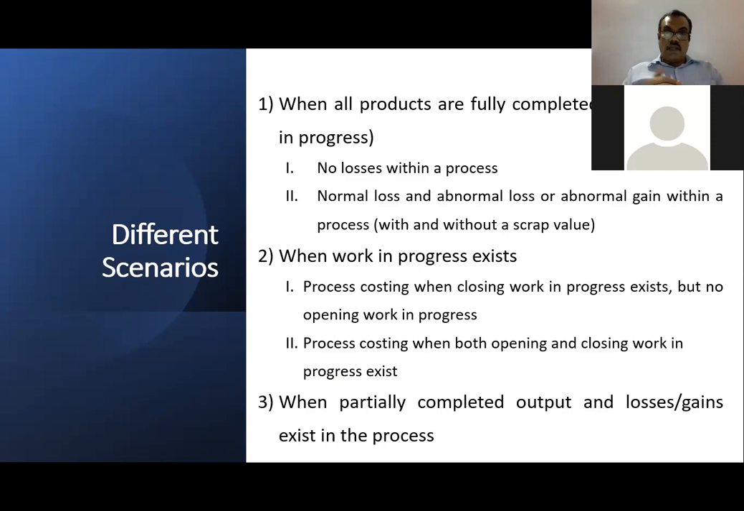What are they? Number one is when all products are fully completed. So very simple, or sometimes may not be practical. In the first scenario, we assume that whatever raw materials you put into a particular process will be converted into complete products during that particular time period. If you take a particular day, you put raw material in from this side and on the other side you get the finished good. In other words, there is no half-finished product. Work in progress is not there.